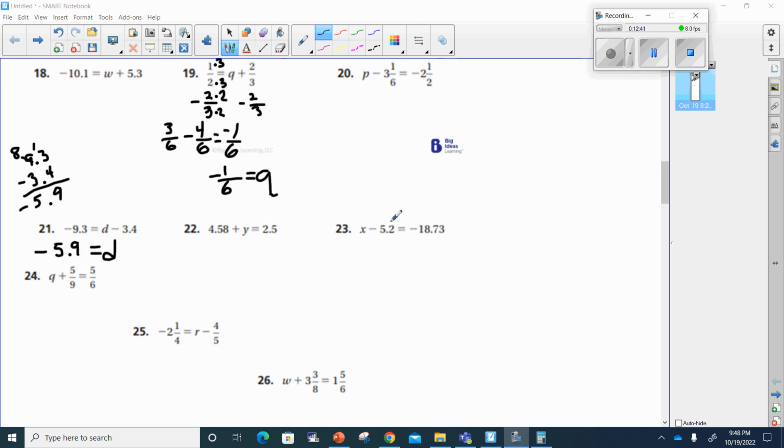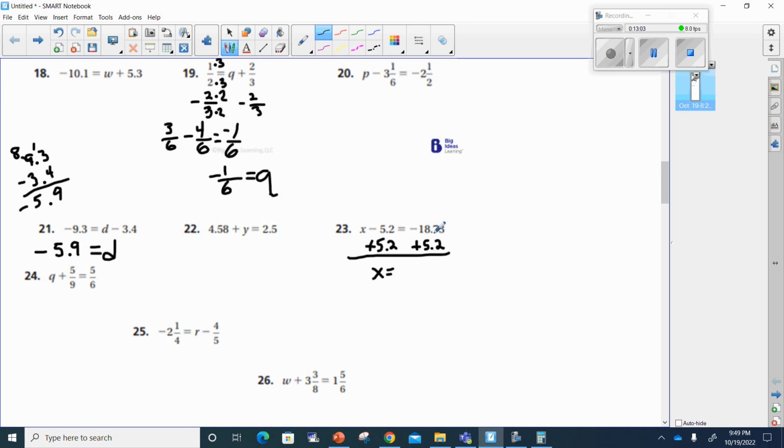I'm going on to number 23. I got to get x by itself, so I'm going to do the opposite of subtracting 5 over 2, and that's adding 5 over 2. Whatever I add to one side, I add to the other. X is alone now.